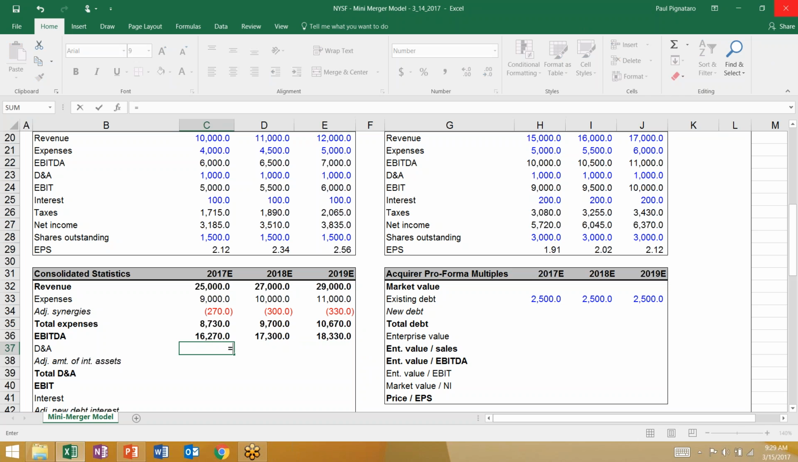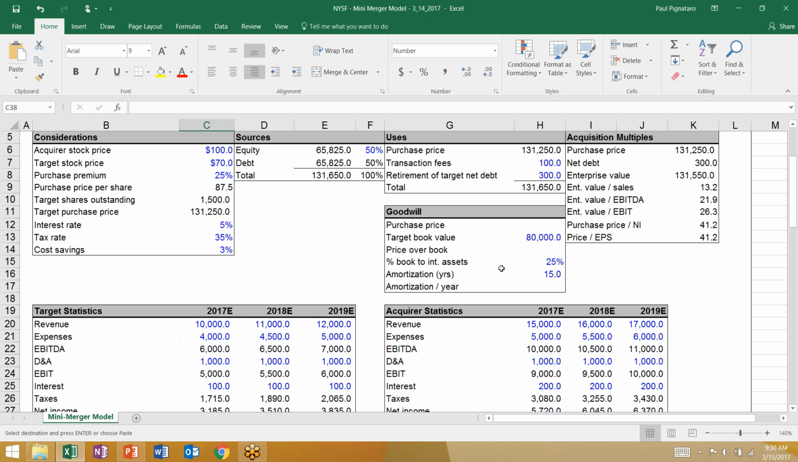Okay. D&A for now, acquirer plus target D&A. We now have our next adjustment, which is the additional amortization from the identifiable intangible assets. We spoke about purchase price allocation, and the idea of purchase price allocation is if you've paid a premium above the target company's book value, that premium usually, or used to be, lumped in as goodwill. Lumped in as goodwill, can't touch it, can't amortize it.